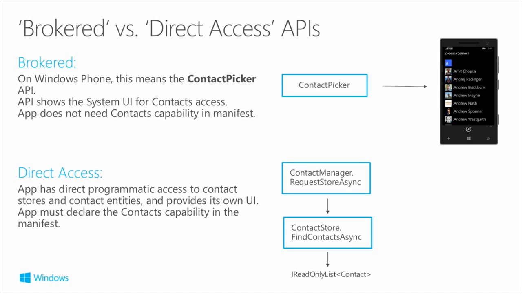In all of those, the shell gets involved in the middle and puts up some UI. What that means is that as soon as control goes from your app over to the shell APIs, the user is fully in control. It's up to them whether they select the contact, send that email or pick that file. It basically means that you don't need any special capabilities in the manifest when you use these brokered APIs. Contact Picker is the brokered API for contacts.